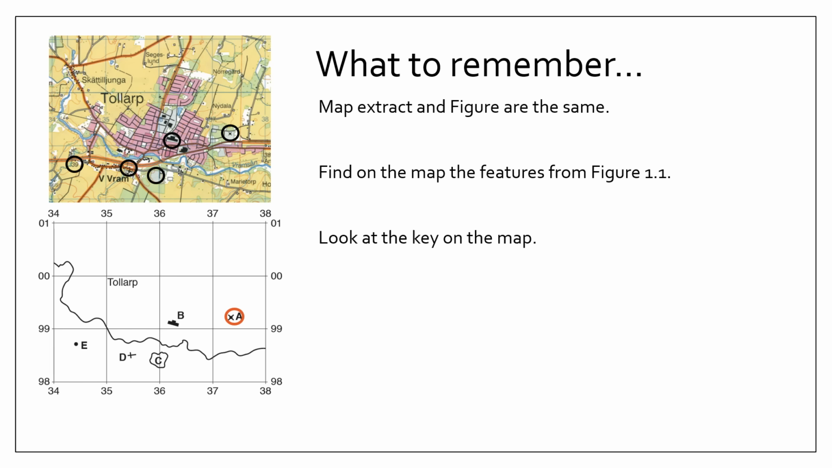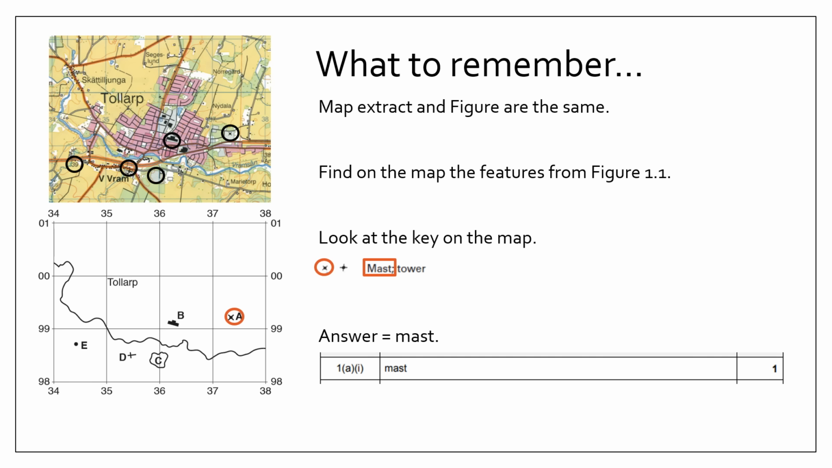To do that, you look at the key, which is often found at the bottom of the map or on the reverse. Here I've taken a little snapshot, and I need to match up the symbol with the symbol from the key. Now I'm focusing on the first symbol here because it's an X. It looks like a circle with an X, not a circle with a plus sign. And so in order, I'm looking at the first one. So the first word I need to write is mast. And indeed, in the mark scheme, it says mast, not tower.